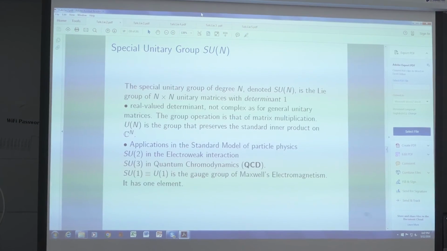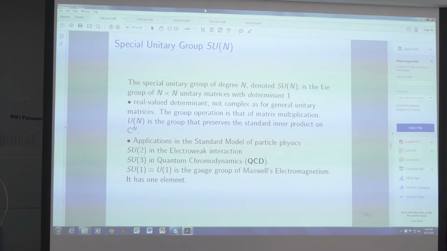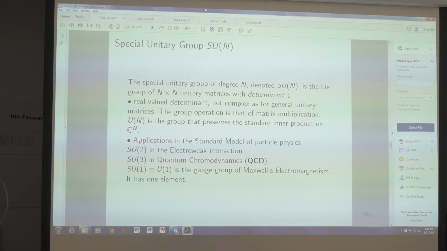Okay, so now we were working with the SU2. Let's work with the special unitary group in higher dimensions. So the special unitary group of degree n, some people call it degree n, denoted by SU(n), is the Lie group of n by n unitary matrices with determinant equal to 1. It's a real-valued determinant, not complex as for generally unitary matrices. The group operation is simply that of matrix multiplication. And U(n) is the group that preserves the standard inner product in this n-dimensional complex space.